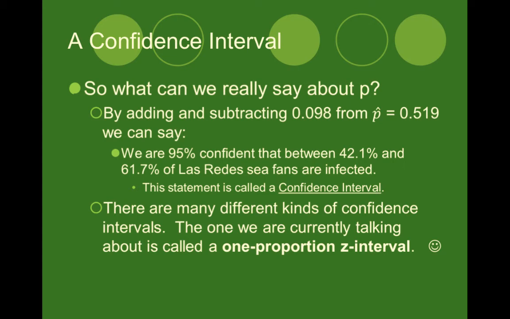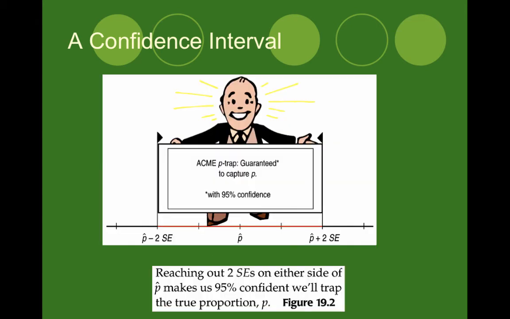There are many different kinds of confidence intervals, and we'll end up talking about quite a few of them, but this one in particular is called a 1 proportion Z interval. I'm going to use this little diagram because I think it's funny, and I think it helps. It's Acme P-trap, guaranteed, little asterisk, with 95% confidence to capture P. So P is our population proportion.